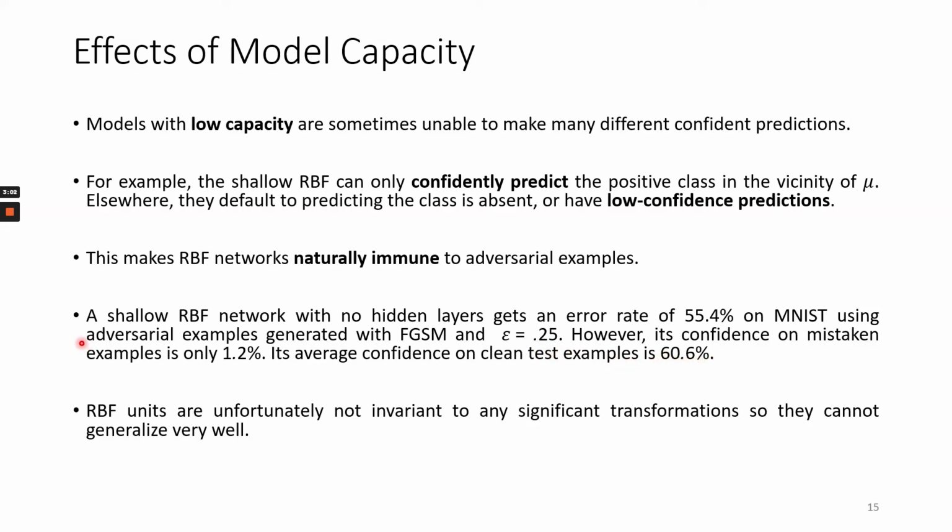Now, one could say that because RBF networks are naturally immune to adversarial examples, could we use them in other networks as well so that the adversarial examples have less effect on them? The answer would be no, because RBF units are unfortunately not invariant to any significant transformations, so they cannot generalize very well across other machine learning models.